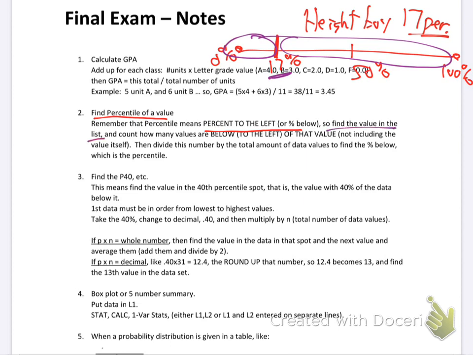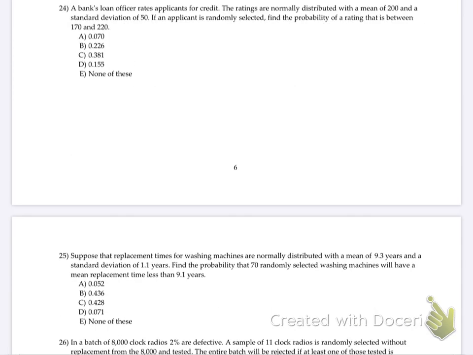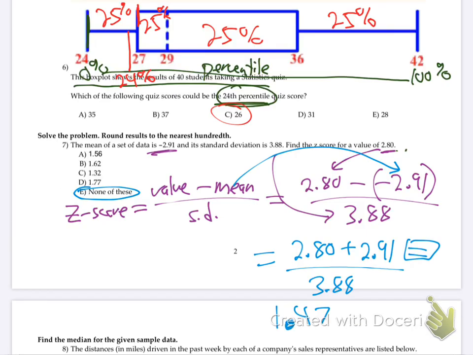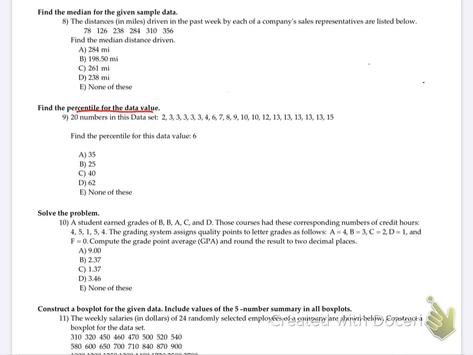So what do we do? Find the value in the list, count how many values are to the left of that value, then divide this number by the total amount. All right, let's go back and do it. Here we are. For this data value 6, there's the 6 right there. So how many values to the left? 1, 2, 3, 4, 5, 6, 7. 7 values to the left. So there's 7 values smaller than the 6, aren't there? In that list, see how they're listed from smallest to biggest. So there's 7 values that are smaller.